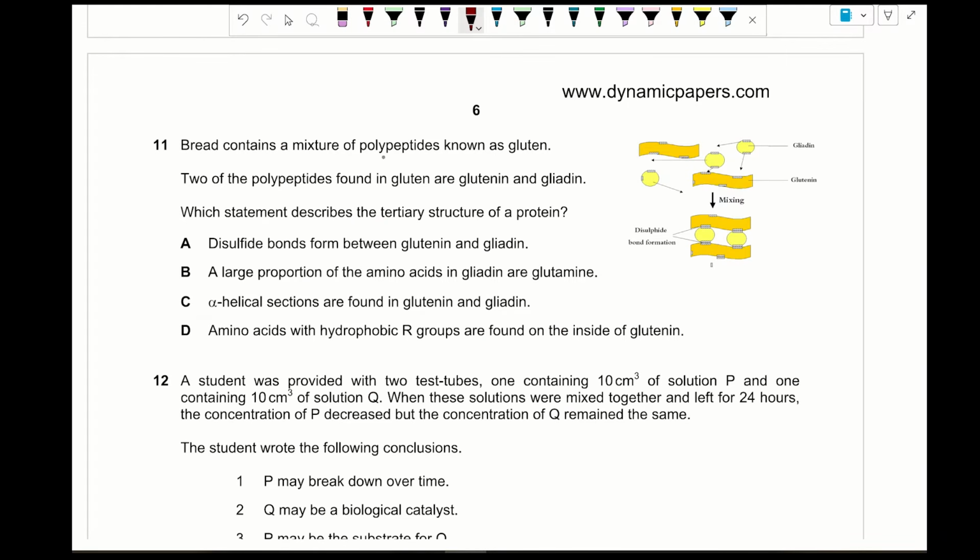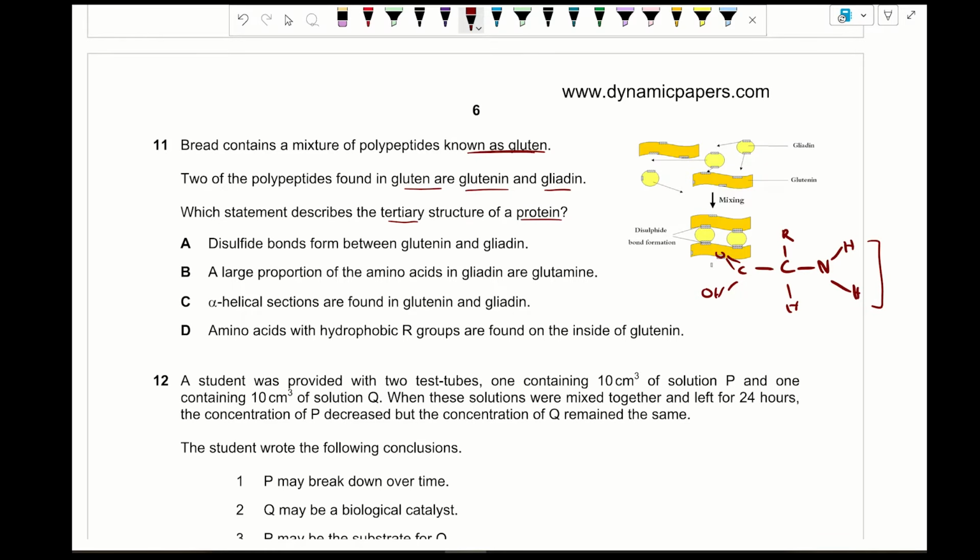Question number 11. Bread contains a mixture of polypeptides known as gluten. 2 of the polypeptides that are found in gluten are glutenin and gliadin. Which statement describes the tertiary structure of a protein? So, let's start with the primary structure. When we talk about the primary structure, we talk about the sequence of amino acids in a polypeptide chain, which is limited to the peptide bonds. When we talk about the secondary structure, we talk about the hydrogen bonds between the nitrile group of the amino acid, which is this one, and the carboxyl group of the amino acid.